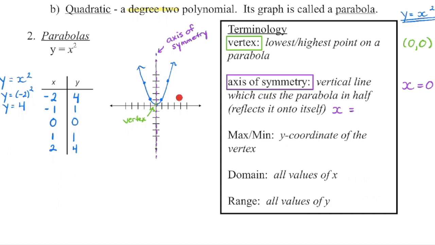We're going to have a maximum if we are opening down, because you can see here that this is going to be the maximum point on the graph. So in this parabola, y equals x squared, we can see that we have a minimum. And again, we're looking at the lowest point on that y-axis, which is going to be the y-coordinate of the vertex. So in this particular case, I have a minimum, and it's going to be at y equals 0.